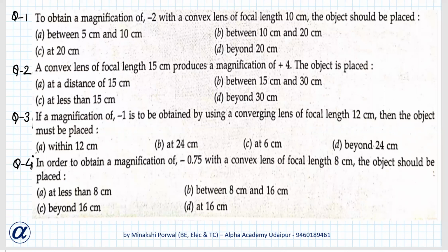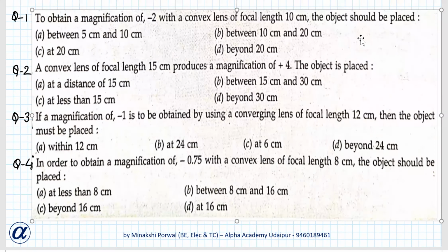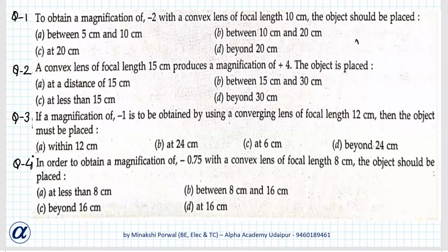Question number 1. To obtain a magnification of -2 with a convex lens of focal length 10 centimeter, where should the object be placed? Magnification is given. Magnification is negative, which shows that a real and inverted image is formed, and the value of magnification is 2. This shows that the size of the image is twice the size of the object.